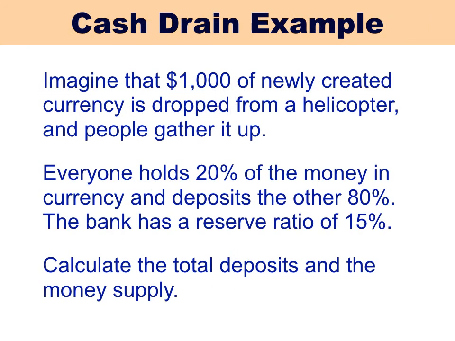Imagine that $1,000 of newly created currency is dropped from a helicopter and people gather it up. Everyone holds 20% of the money in currency. The cash drain is 20%. And they have deposits, which would be the other 80% of the money. The bank has a reserve ratio of 15%. Calculate the total deposits and the money supply.